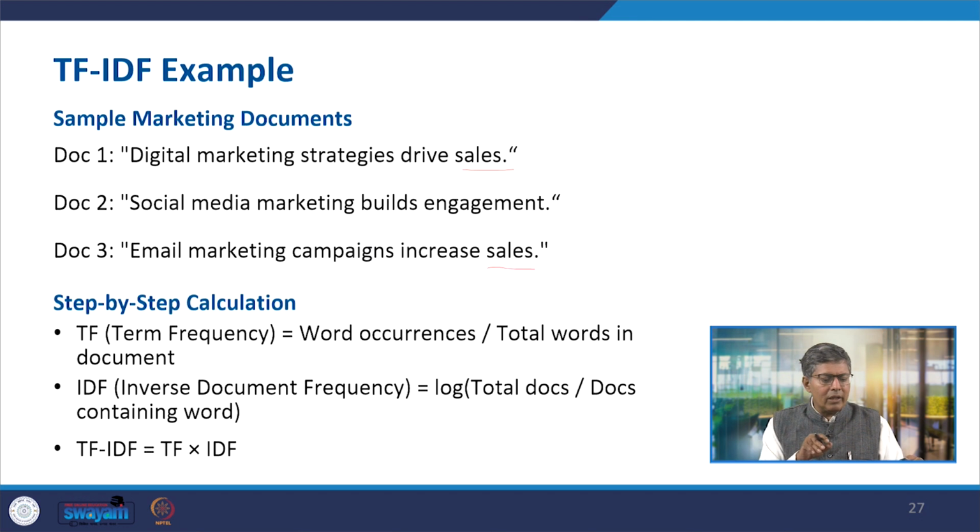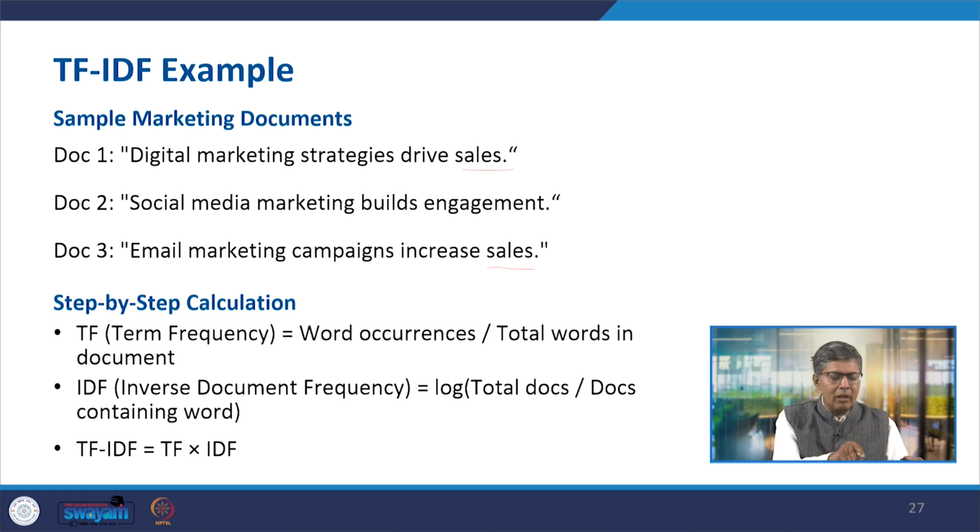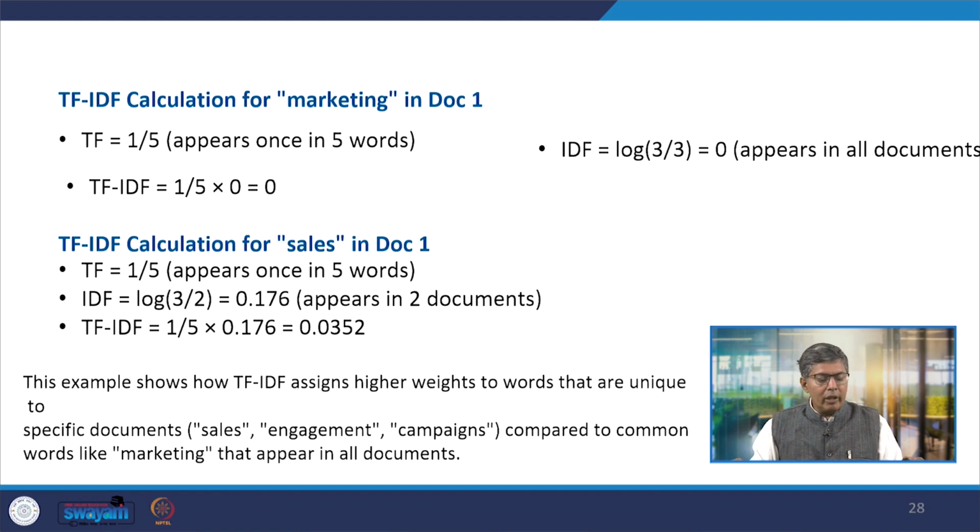You can do this for some other word as well, for example, strategy. Strategy is coming only once in these 3 documents. Social media, how many times is it coming? Only once. Similarly, campaign, how many times? Only once. So some words are coming once, some words are coming multiple times. By assigning higher weights to the unique words, it gives you a clearer, better picture.